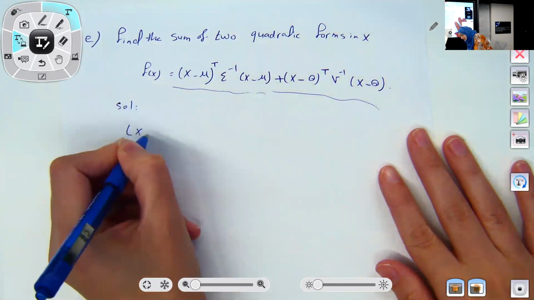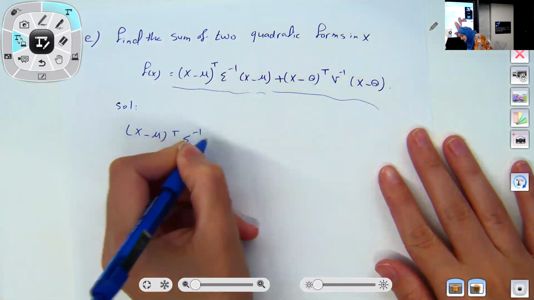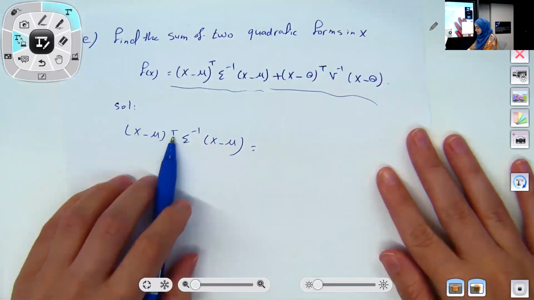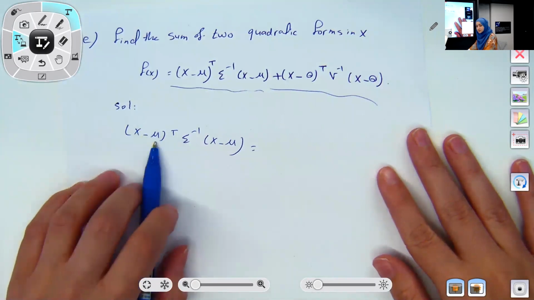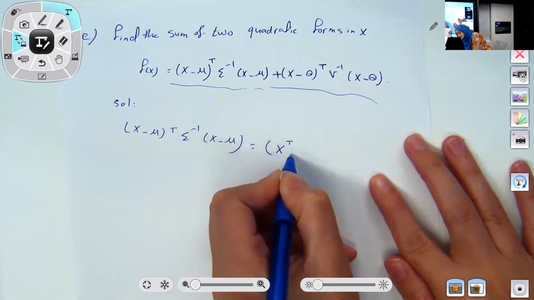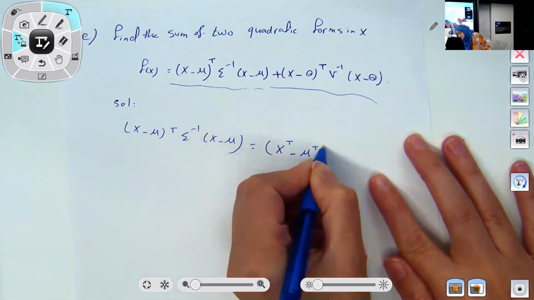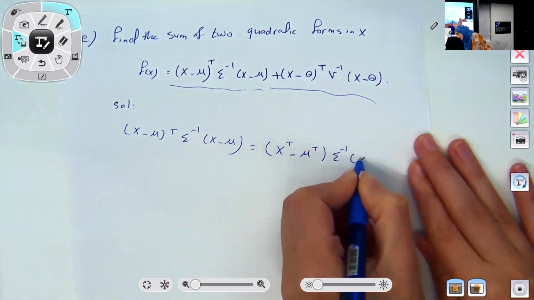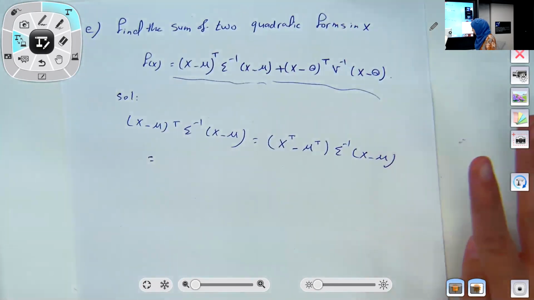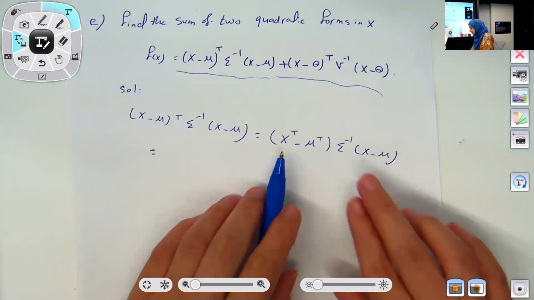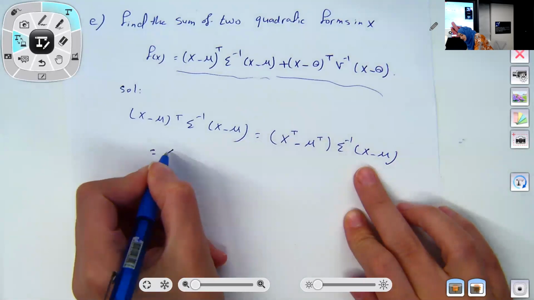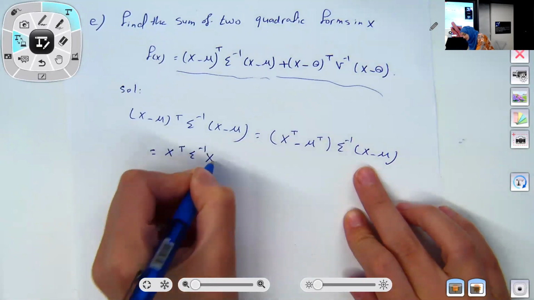We have (x minus mu) transpose times sigma inverse times (x minus mu). The first step, we have x minus mu, all of it transpose. We can write it as x transpose minus mu transpose. So this is written as x transpose minus mu transpose, multiplied with sigma inverse times (x minus mu). Now we just need to expand. You will get 4 different items. Here we have x transpose times sigma inverse times x. This is the first one, x transpose sigma inverse x.